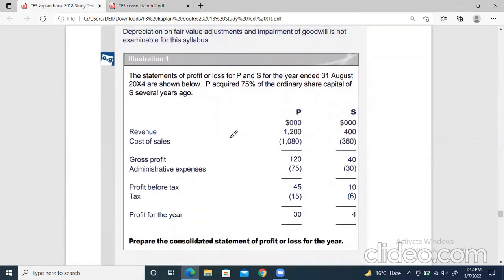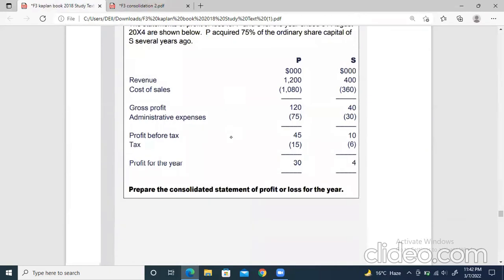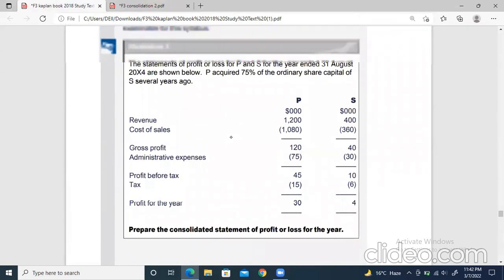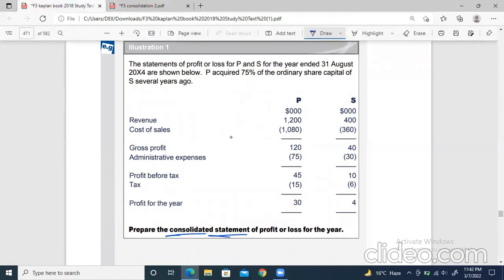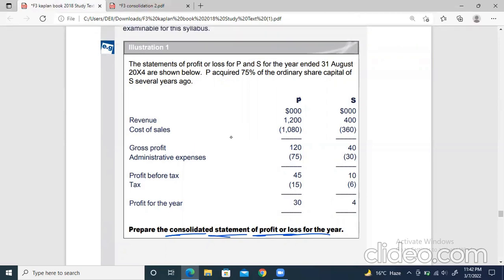Let's see what it has asked. Over here, this is again just for understanding purpose. Don't expect that you will be asked to make the whole statement in the exam. This will never happen. Prepare the consolidated statement of profit or loss for the year. You can clearly see this is a proper question for the profit or loss. However, it will not come in the exam. This is just for extracting the concept. Not even in section B.